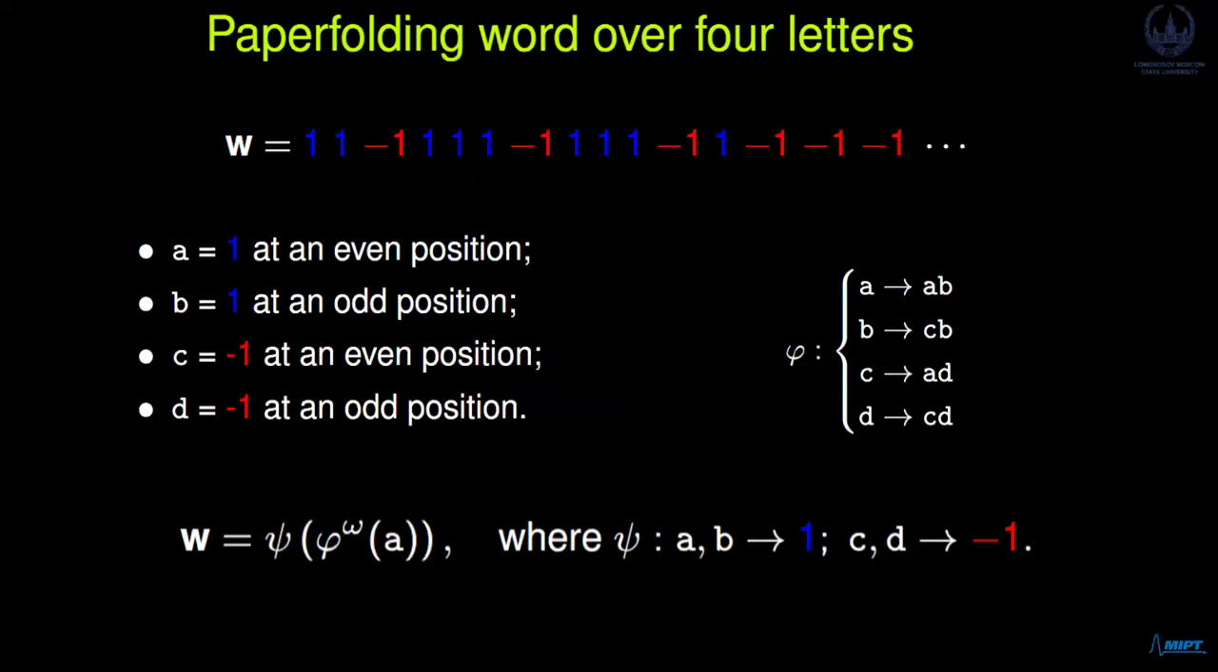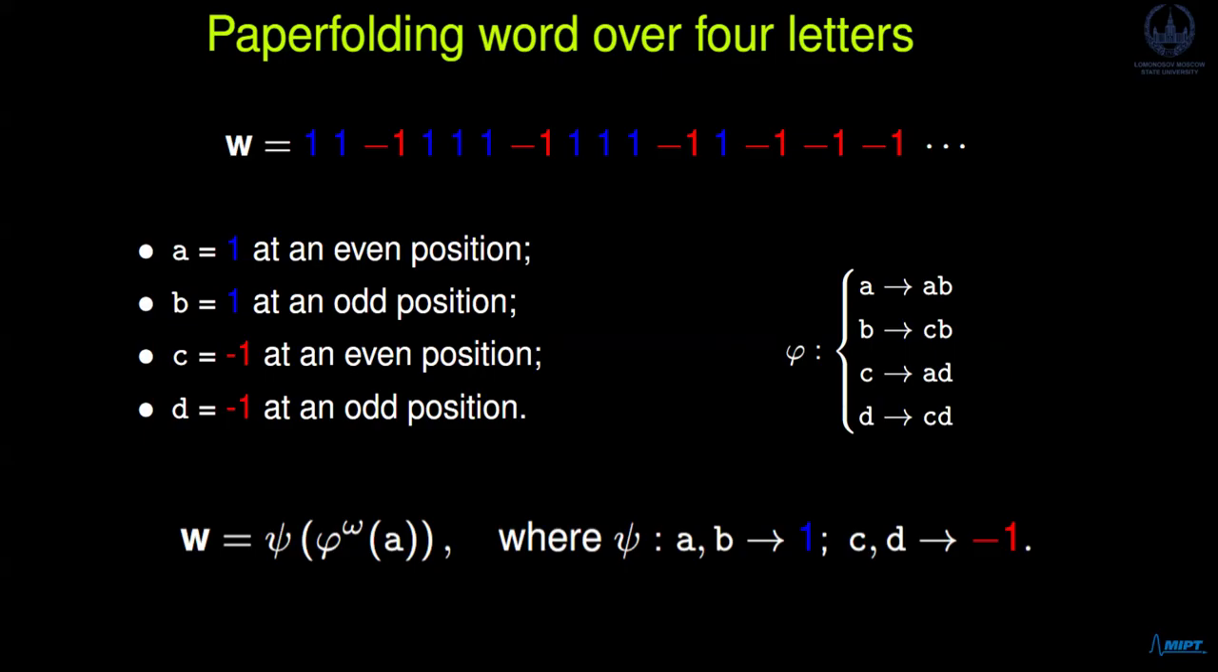Okay, now let's talk about the paper folding word over 4 letters. Let's extend this concept of the paper folding word to operate over 4 different symbols, using both positive and negative values, and introduce a substitution system to describe it.